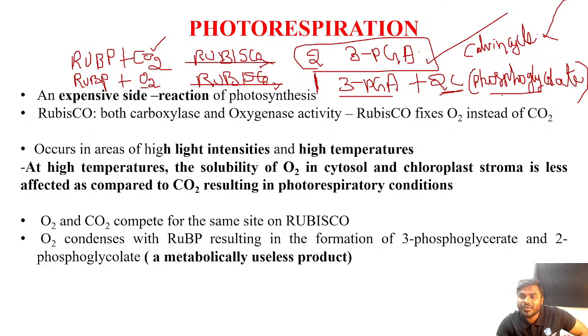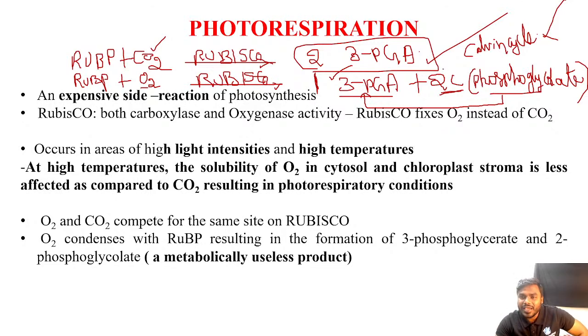Everyone listen to me. We have to convert this particular phosphoglycolate back to what, my friends? I have to convert the phosphoglycolate back to 3-PGA. Then only the Calvin cycle will be continued. Otherwise, the Calvin cycle is not going to be continued.